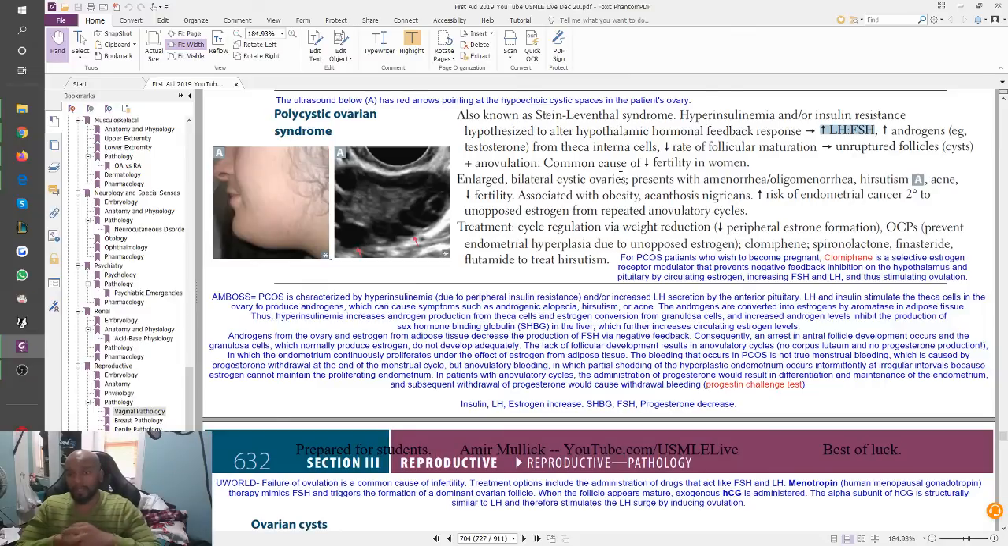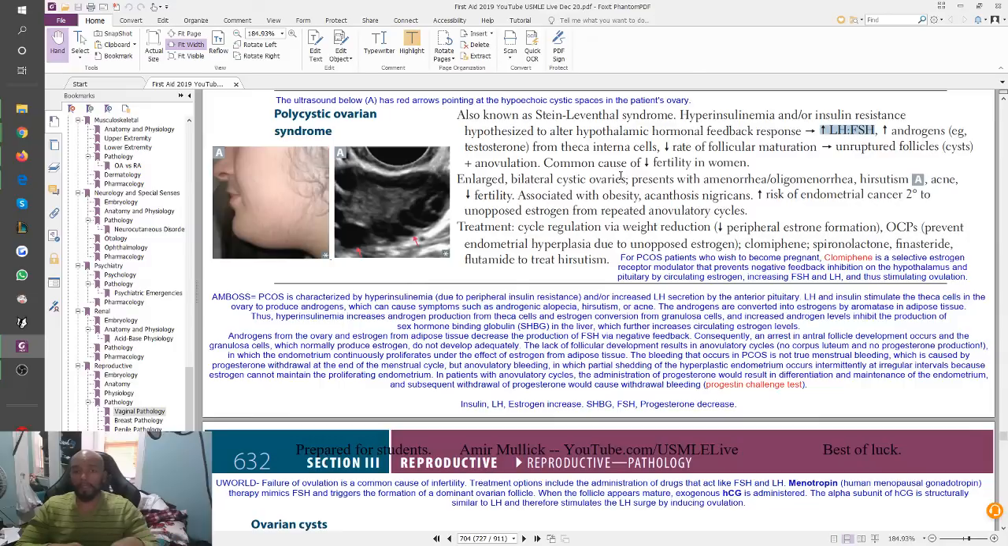LH and insulin stimulate the theca cells in the ovary to produce androgens, which can cause symptoms such as androgenic alopecia, hirsutism, or acne. Right? And by androgens, we're basically saying testosterone. The androgens are converted into estrogens by aromatase in the adipose tissue. Thus, hyperinsulinemia increases androgen production from theca cells and estrogen conversion from granulosa cells, and increased androgen levels inhibit the production of sex hormone binding globulin in the liver, which further increases circulating estrogen levels. Right? Without the SHBG, you're not going to bind up all the estrogen and androgens and make them inactive. So this is all part of the pathophysiology.